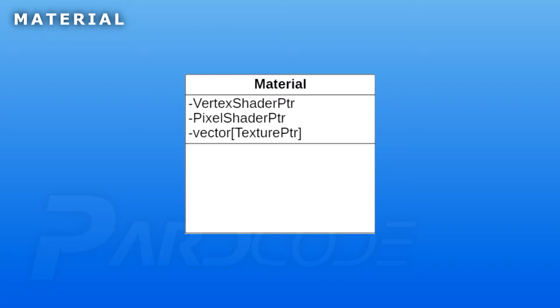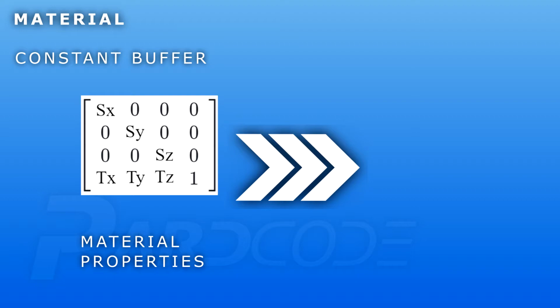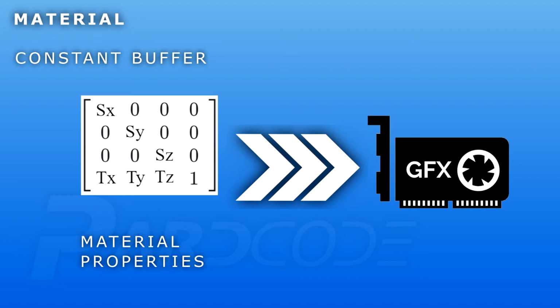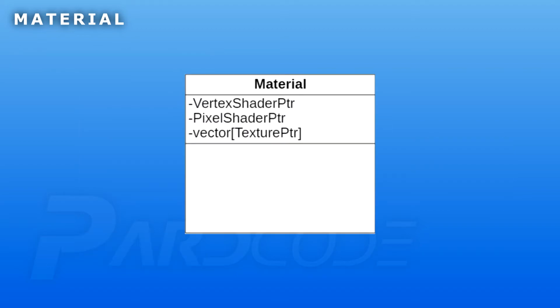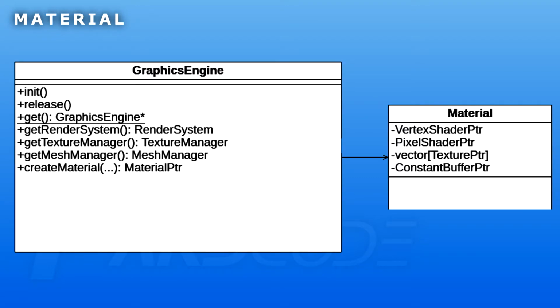The other element that composes a material is the constant buffer, which is necessary to send particular data like transform matrices or material properties like shininess and so on from the CPU to the shaders and so to the GPU. Once our material class has been designed and implemented, we have to instantiate it from the graphics engine class by adding a suitable method called createMaterial.